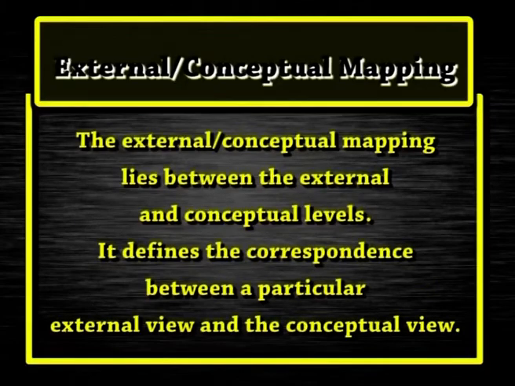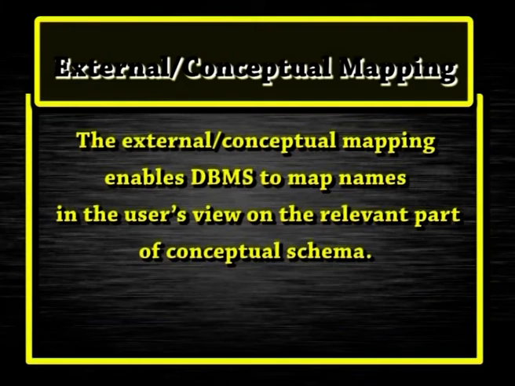External or conceptual mapping: this mapping lies between the external and conceptual levels. It defines the correspondence between a particular external view and the conceptual view. The names of different attributes in a particular external view may be different from those in the conceptual schema. The external or conceptual mapping enables DBMS to map names in the user's view onto the relevant part of the conceptual schema. It is this mapping that provides logical data independence for the database.